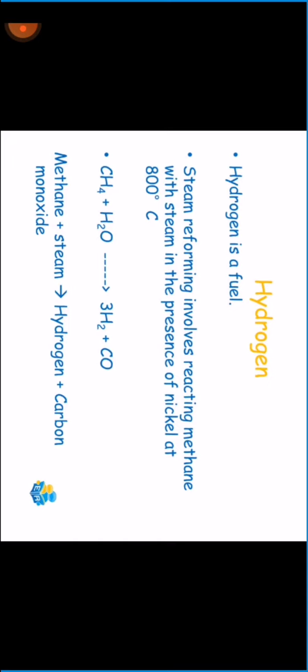Now, so far we've mainly been focusing on fuels that are based on hydrocarbons, and the only other fuel on our course is hydrogen. The two processes that we need to look at with hydrogen and its manufacturing are steam reforming and electrolysis. Steam reforming involves reacting methane with steam in the presence of a suitable catalyst, and this catalyst is nickel, and it happens at a high temperature of 800 degrees. When we do this, it produces hydrogen gas and carbon monoxide as per our balanced equation.